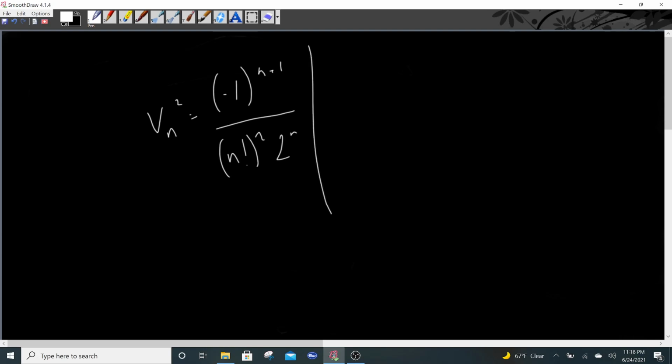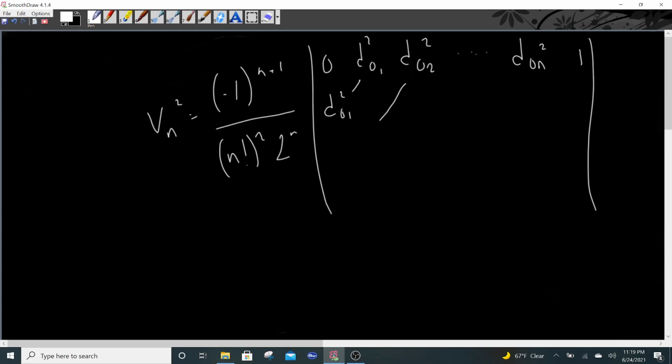The determinant simplified is V_n squared equals negative 1 to the n plus 1, over n factorial squared times 2 to the power of n, times the determinant of a matrix. It would be 0, then d01 squared. Anybody who knows what a determinant is knows that this isn't 1, this is just a different way of writing the position of some random number in our set. Then d02 squared, and this goes on until you get to d0n squared, and then it just ends at 1. Then you go to d01 squared again. You might see a pattern.